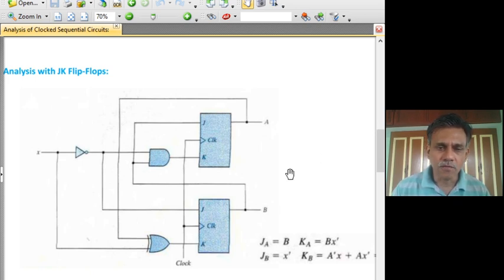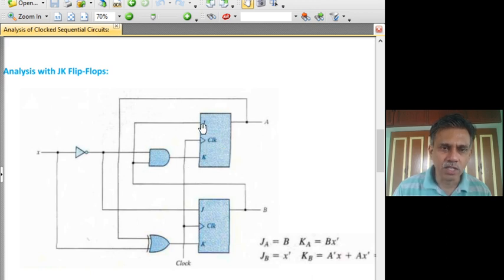So the first step, as we mentioned, is to arrive at the values of the inputs of the flip-flops. Here you have two inputs for each flip-flop, and there are two flip-flops, so you have to first arrive at the four equations governing the J and K inputs of the A and B flip-flops. So these circuits basically decide the input conditions. You can easily write it out.